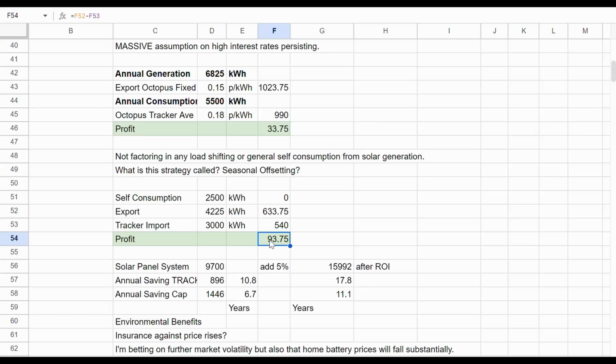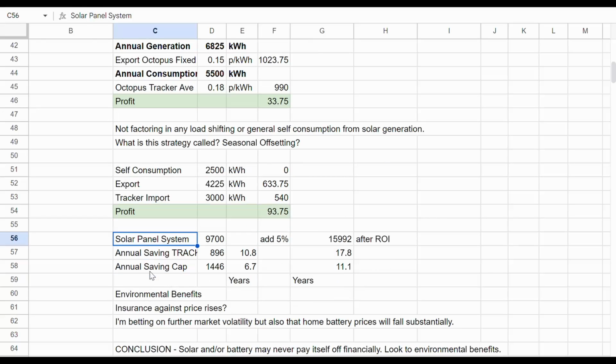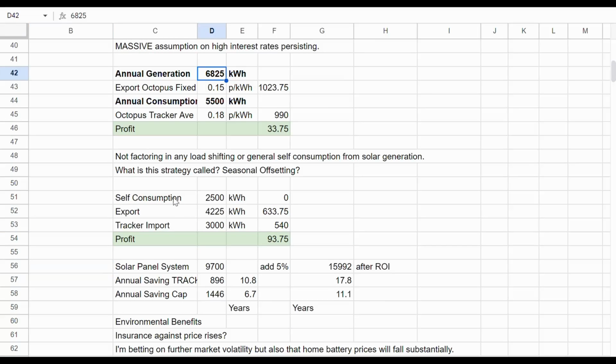So it shows how important that load shifting is and the general self-consumption from our solar generation. So here is then a proposed solar panel system for us with an awkward roof to try and generate 6,825. The solar panel system, we're looking at roughly 9,700.